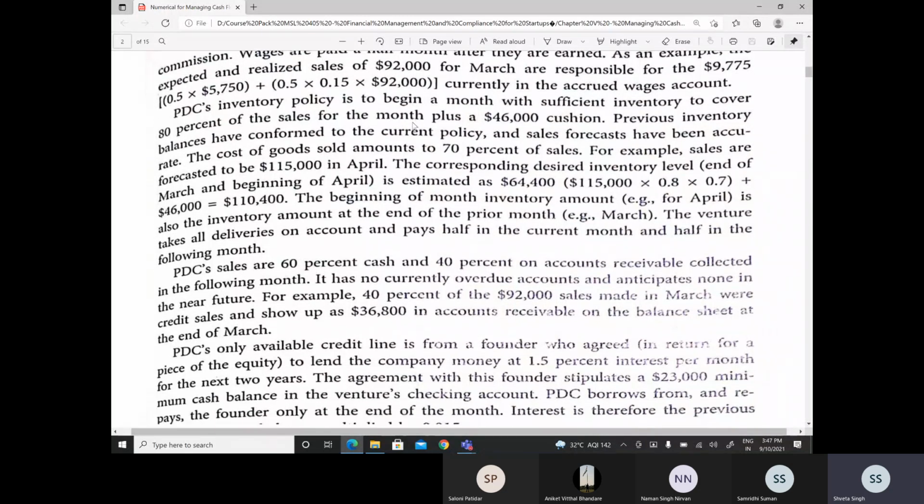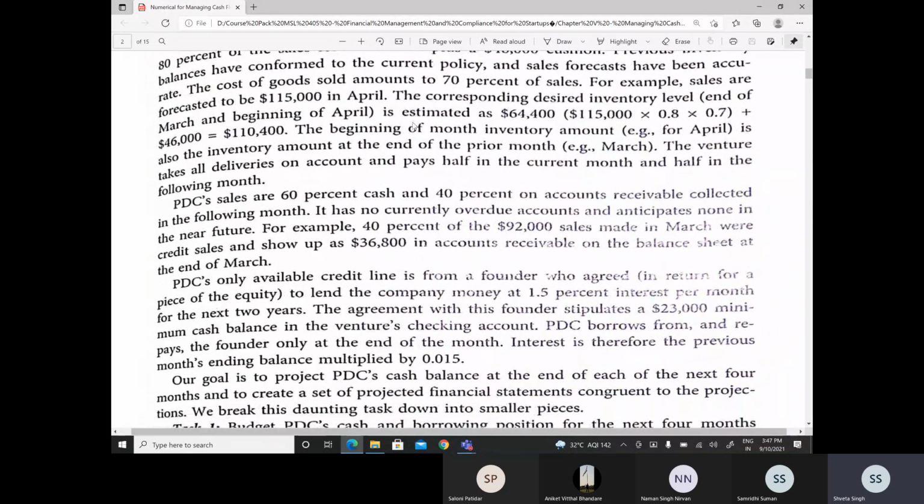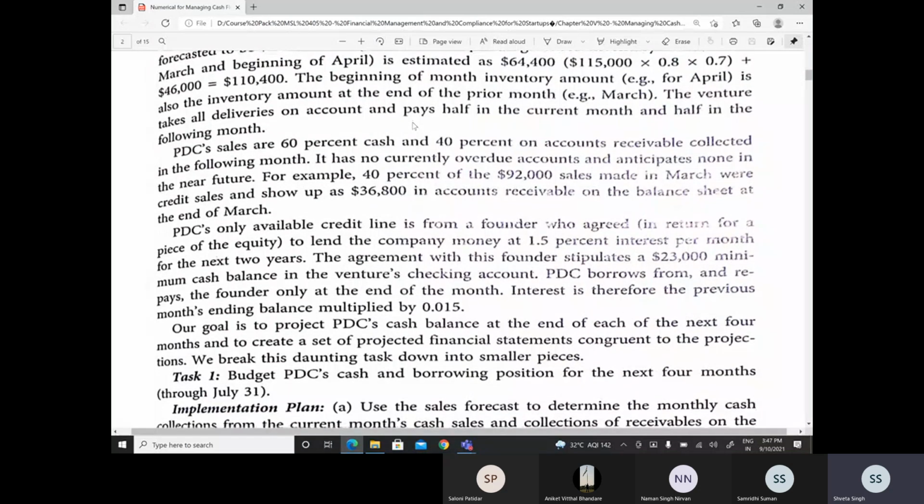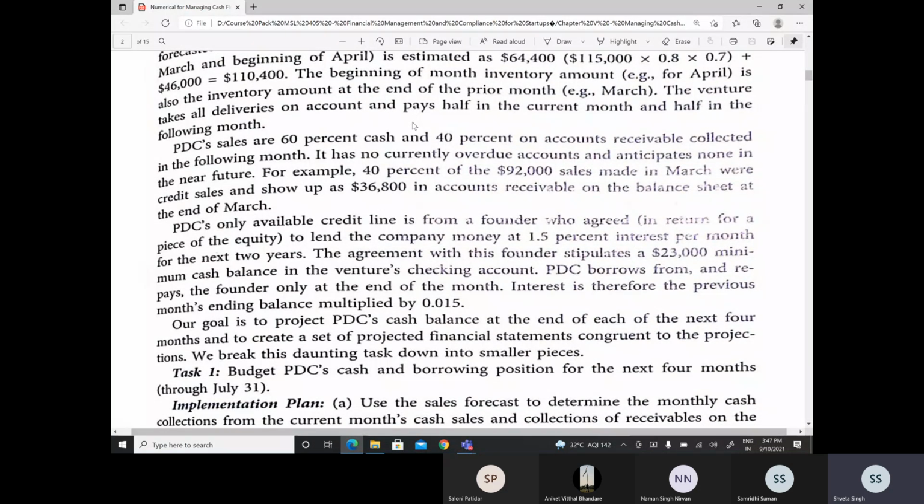Okay, so you have to be very careful about this arithmetic as to how much is being paid in 1 month and how much is being staggered and so on. The beginning of month inventory amount, for example for April, is also the inventory amount at the end of the prior month, that is, it is closing for March.